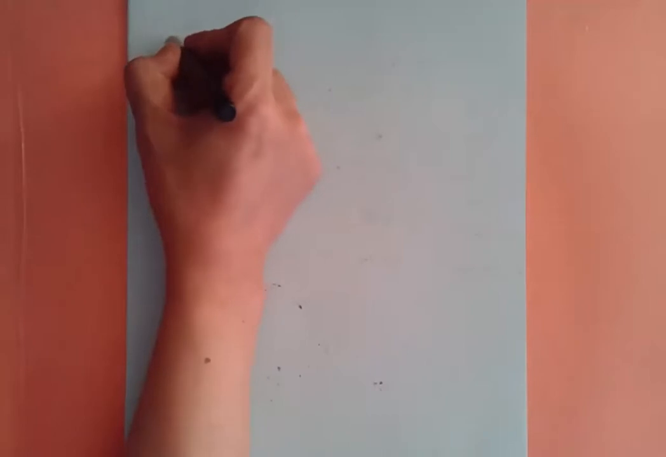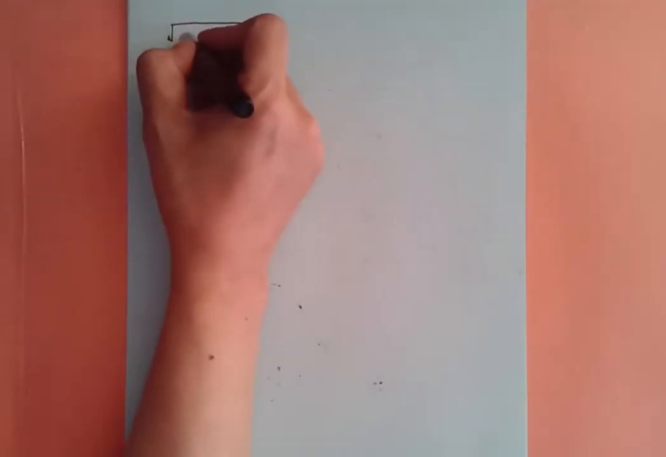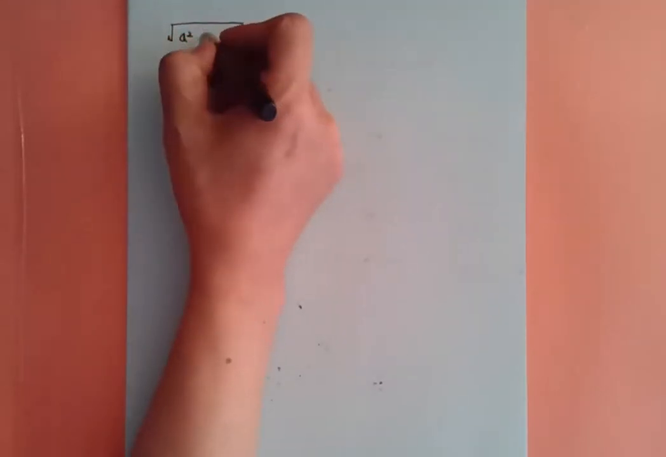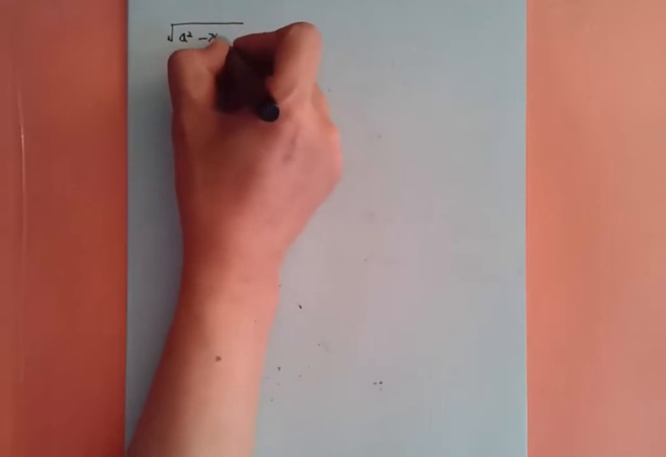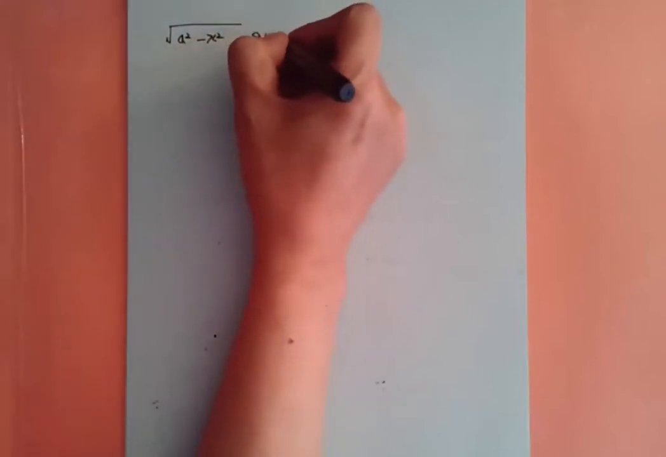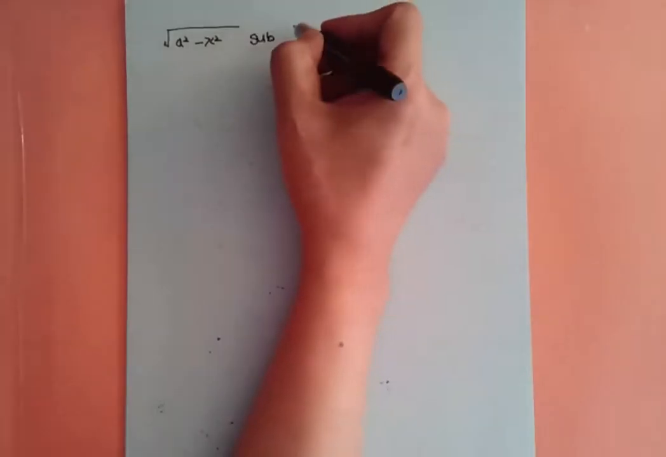Today, we will work on a different strategy. The strategy we will think about is square root of a squared minus x squared, with the substitution x equals a sine theta.